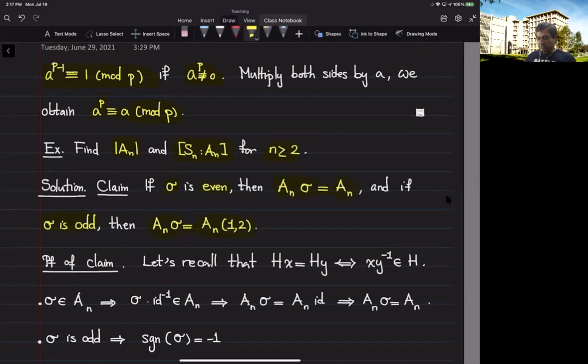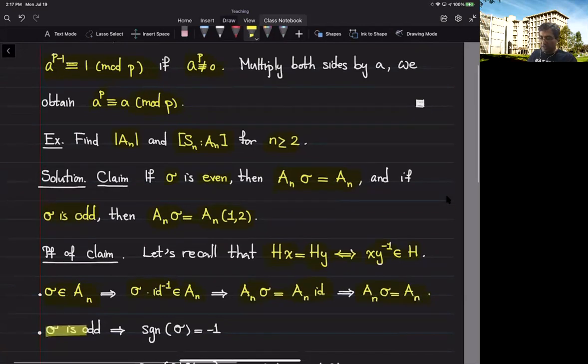Remember that two cosets, Hx and Hy, are equal precisely when x y inverse belongs to H. So to show this equality, I need to argue that sigma times the inverse of the identity is inside A_n, but that is the case. Because sigma is inside A_n, these two cosets are equal, and that's exactly what we wanted to show.